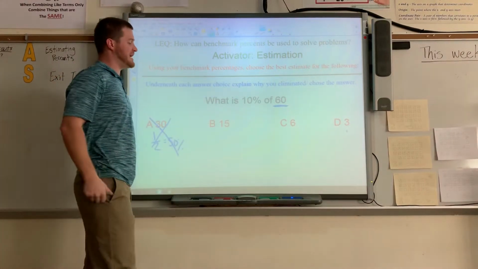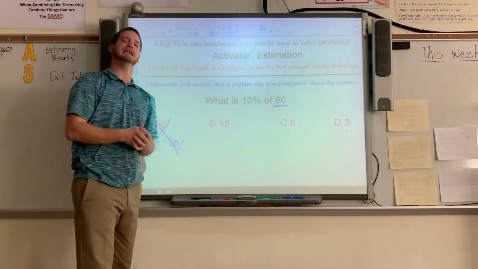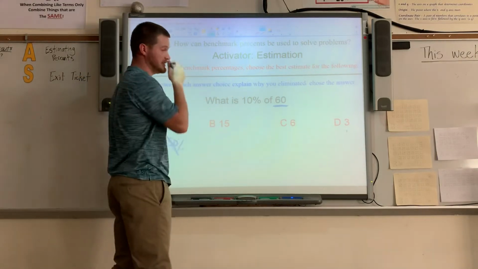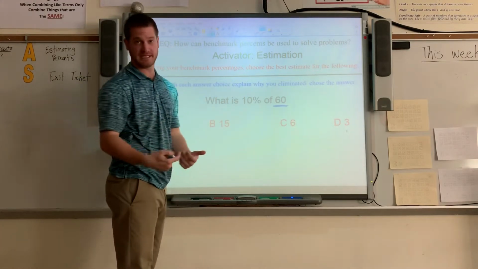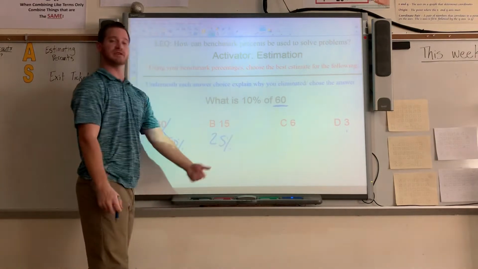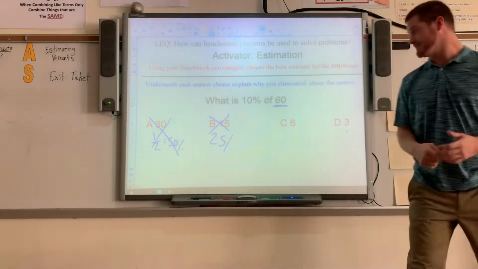Next one, let's look at B, 15. Well, think about 15. 15 goes into 60 4 times. So that means 15 is literally 1/4 of 60, and we know that 1/4 means 25%. So again, too high. So we already narrowed it down between C and D.